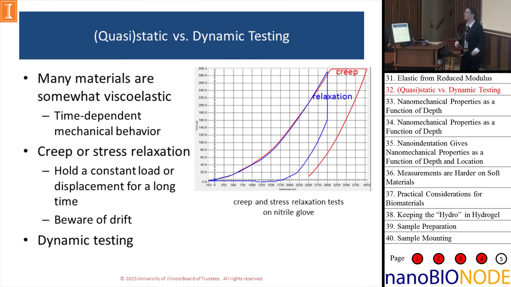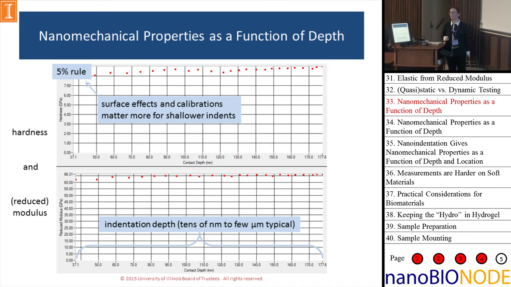So something that people do, and I won't go into this very much because I think it's going to be touched on in the next talk, is dynamic testing, where instead of holding for a long time, you can do things at a high frequency because it's a Fourier transform relationship.